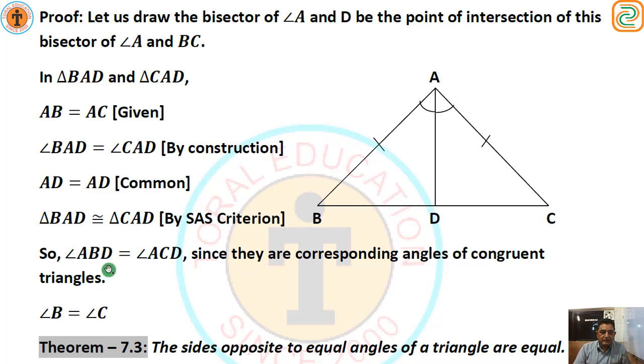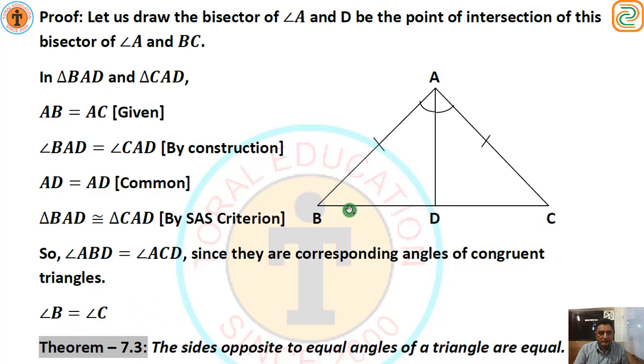So angle ABD equals angle ACD by CPCT, corresponding parts of congruent triangles. So angle B equals angle C. We have proved it.